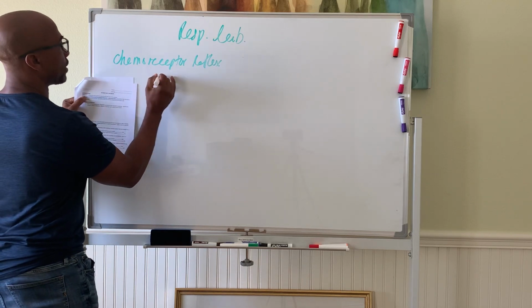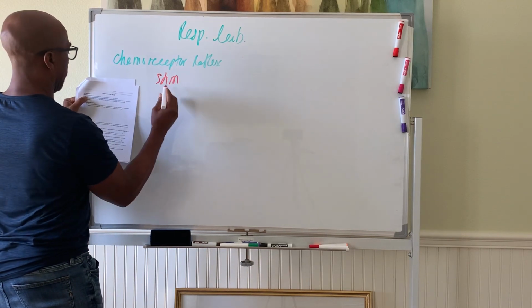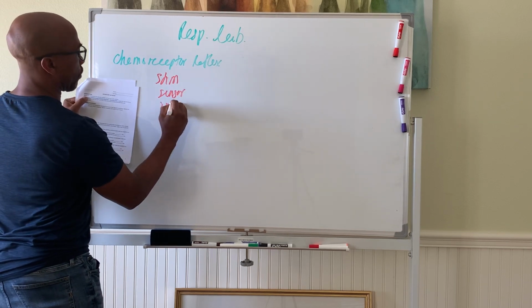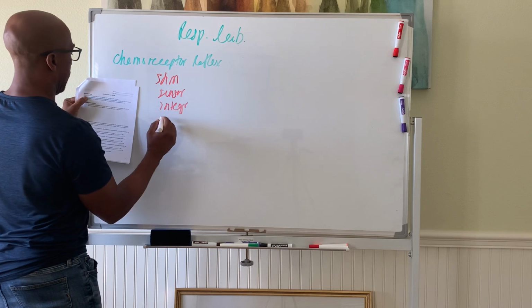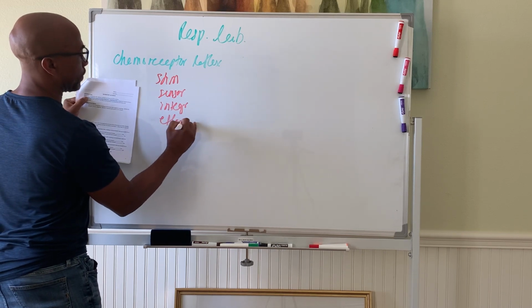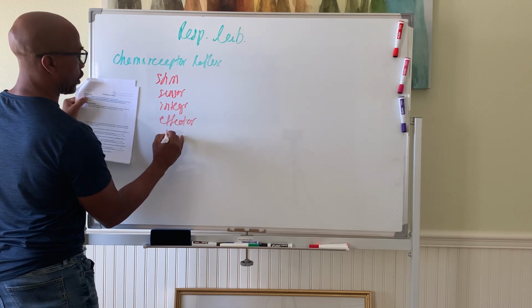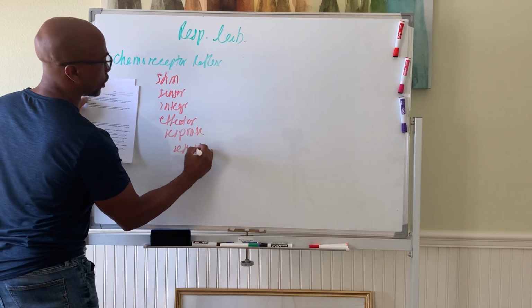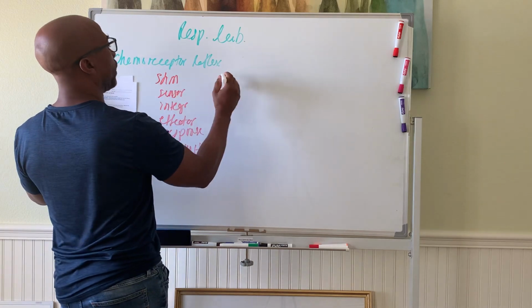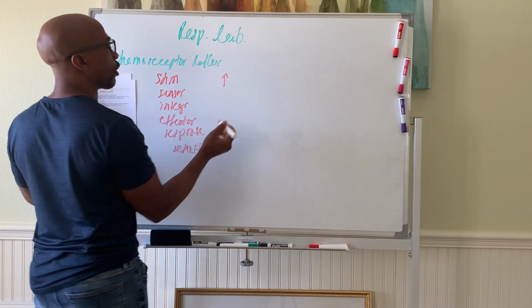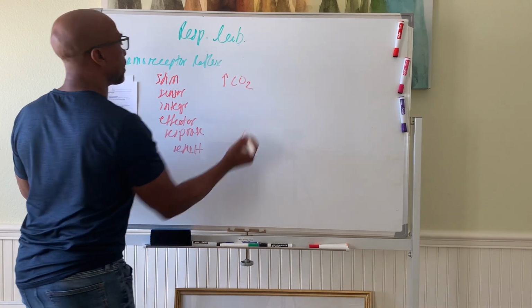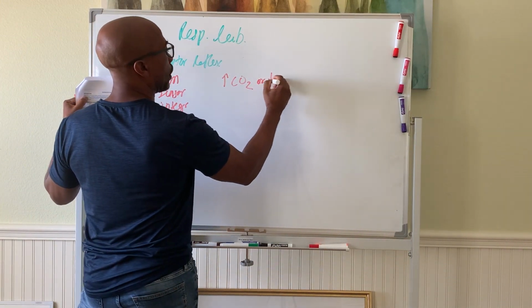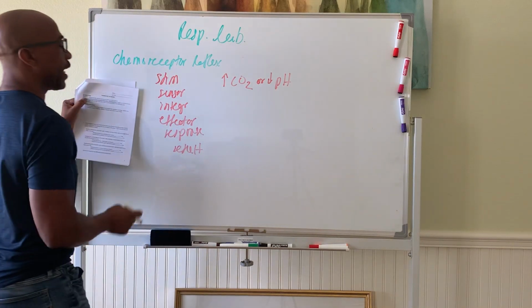the stimulus. So we've got stimulus here, sensor, integrator, effector, response, and the result. Okay, so let's say the stimulus here will be an increase in CO2, that's the stimulus, or a drop in pH. That's the stimulus, and then what goes from there?